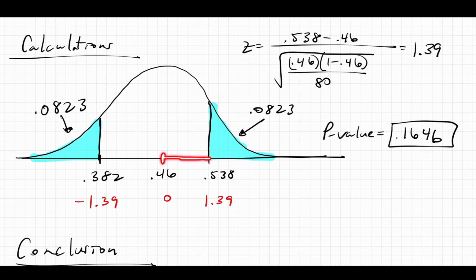The distance here, let's see if I have it, is 0.078. That's the distance here. So I found the exact same distance, but on the other side, and that was this number here.